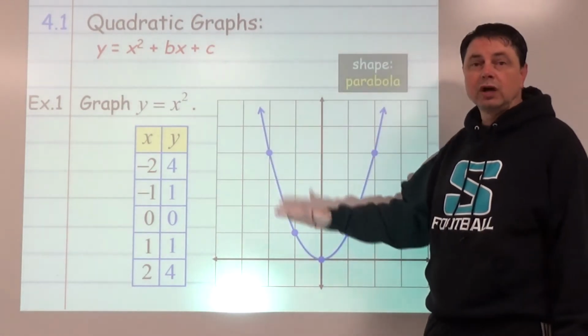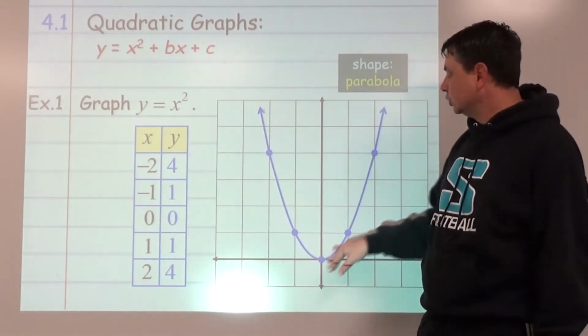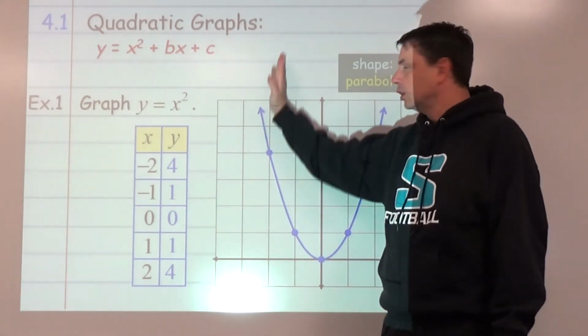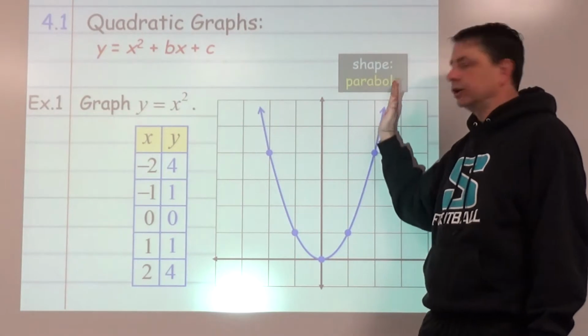There's our quadratic graph. The shape is called a parabola. It's a U shape. It does have arrows at both ends. It does not go straight up the page. It still moves here to the left and here to the right.